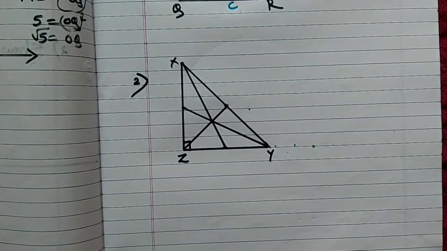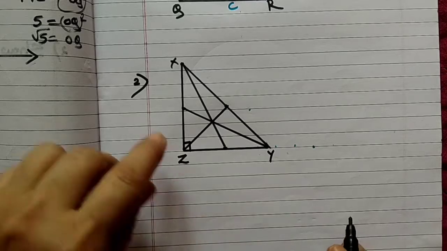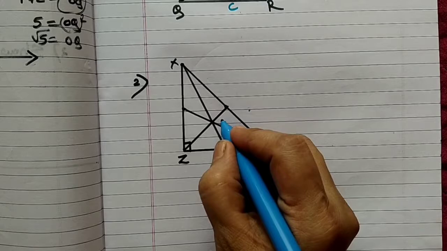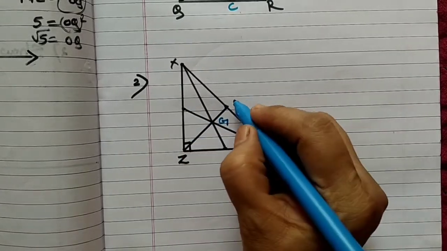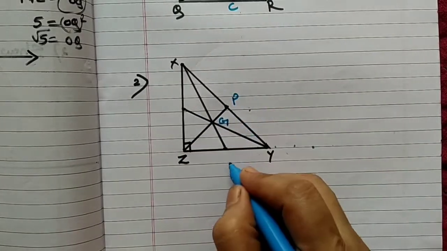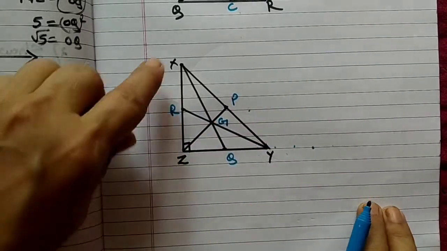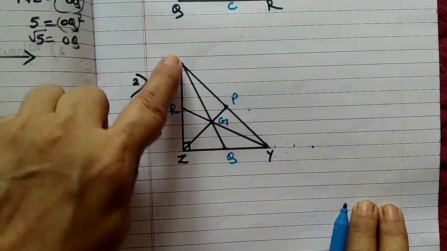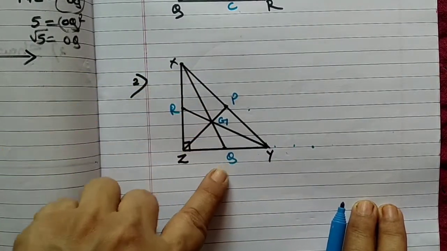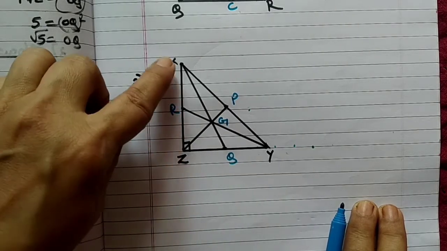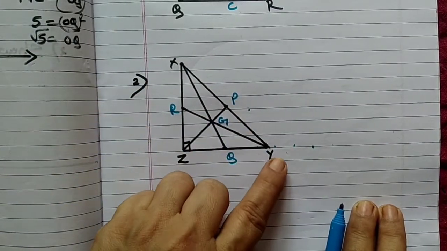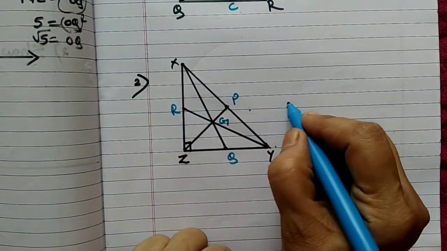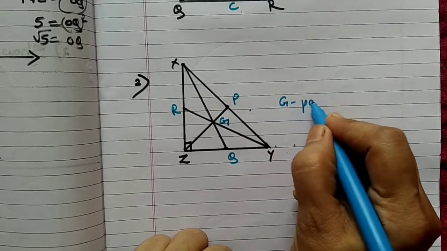Okay. Now here also, this is the point of concurrence and they have asked us to name it as G. We will name these as P, Q, R. So we have drawn the median from X on ZY. The median is XQ. The median from Z to XY is ZP, and the median from Y to XZ is YR, and this is the point of concurrence, G.